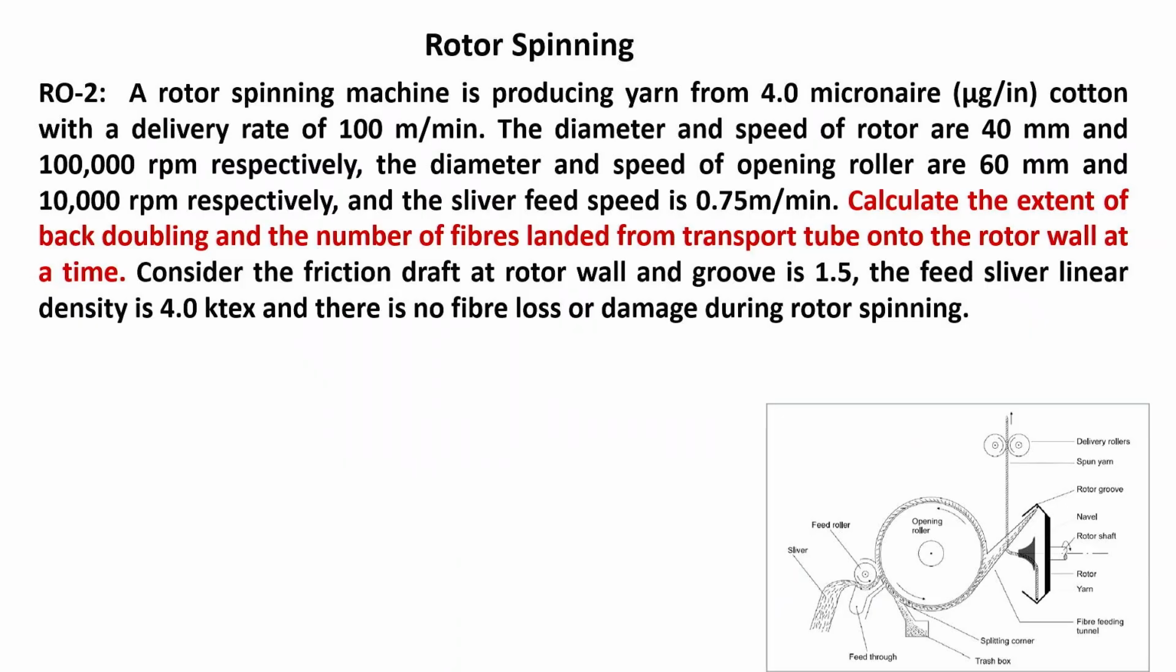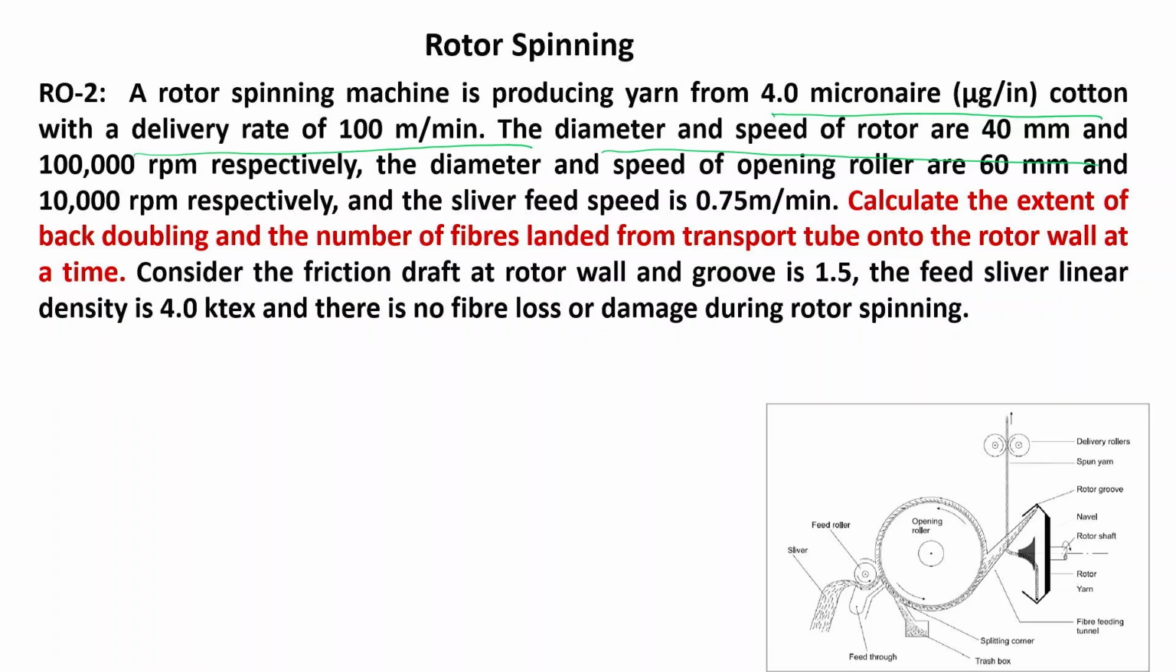Now, the next numerical is that a rotor spinning machine is producing yarn from 4 micronaire cotton. The 4 micronaire cotton we have already worked with, at a delivery speed of 100 meter per minute. This is the data we have already used. The diameter and speed of the rotor are 40 millimeter and 100,000 rpm respectively, that is also used. The diameter and speed of the opening roller are 60 millimeter and 10,000 rpm respectively.